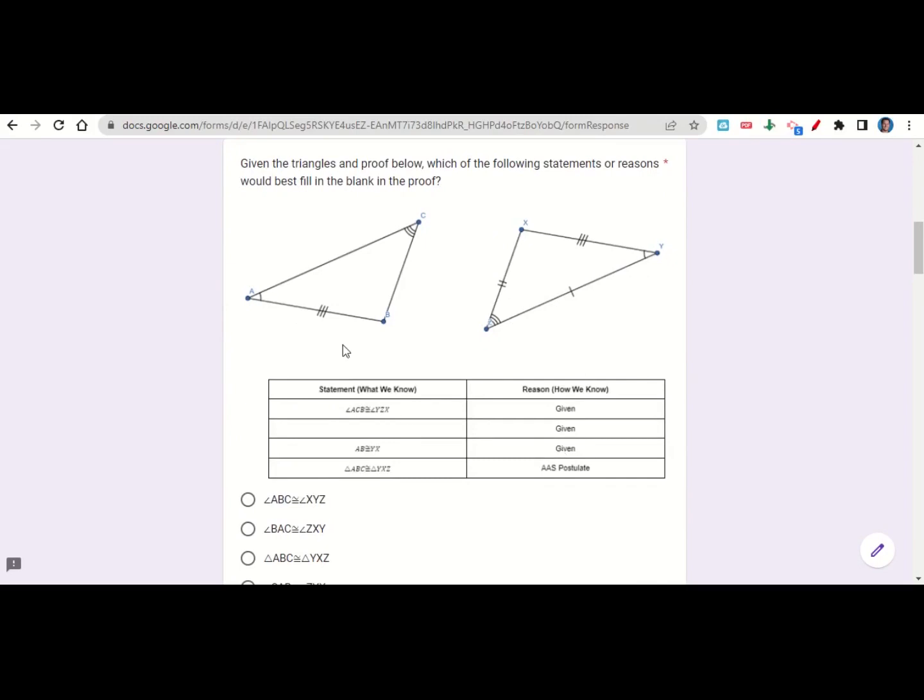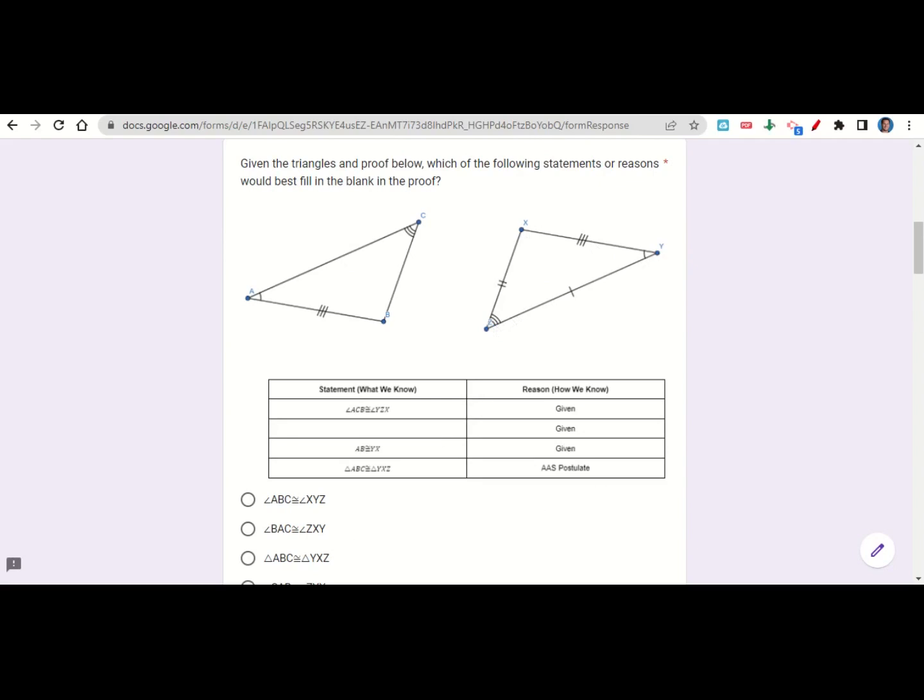So here we can see that angle ACB is congruent to angle YZX. So the triple arcs are congruent. Then it says AB is congruent to YX, which is given as well. So we know that. Now, what the other part we know is this angle here and this angle here. So we could say that angle BAC is congruent to angle XYZ.